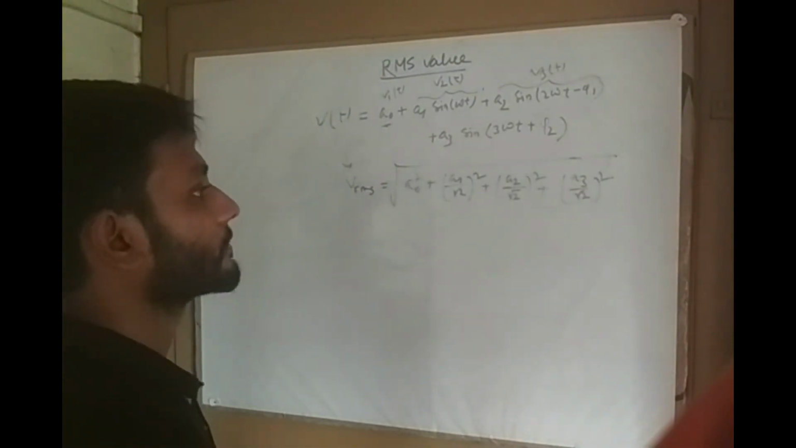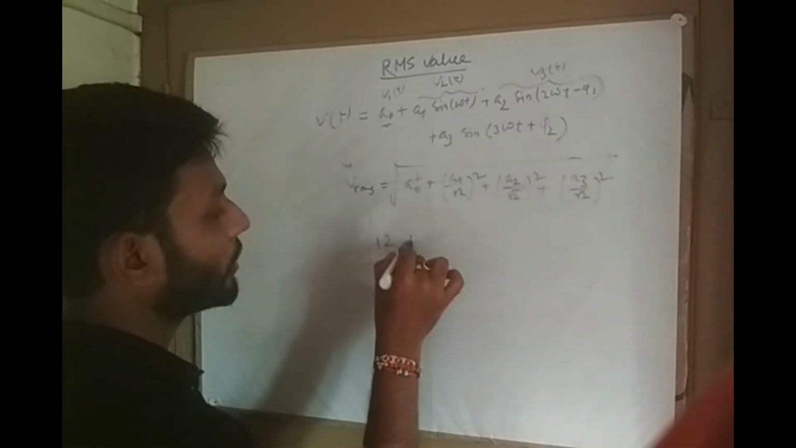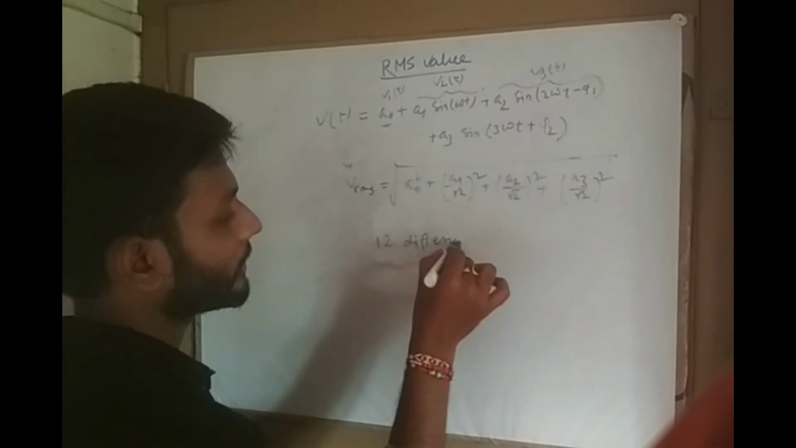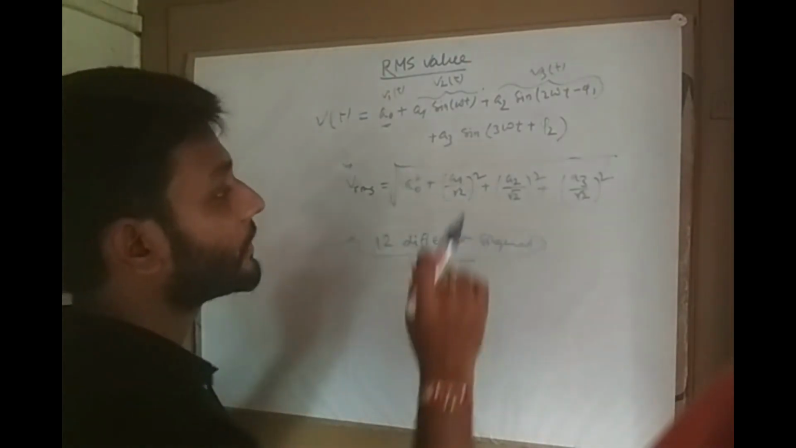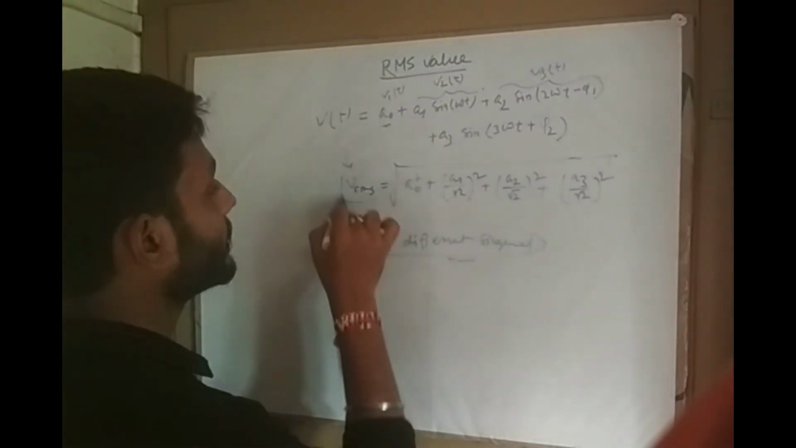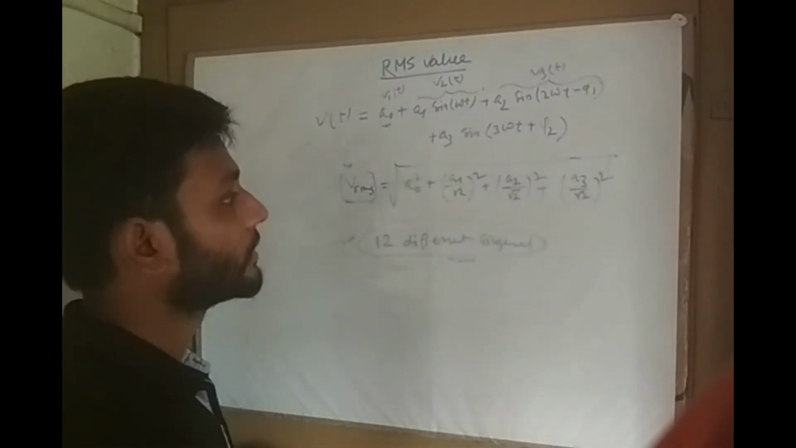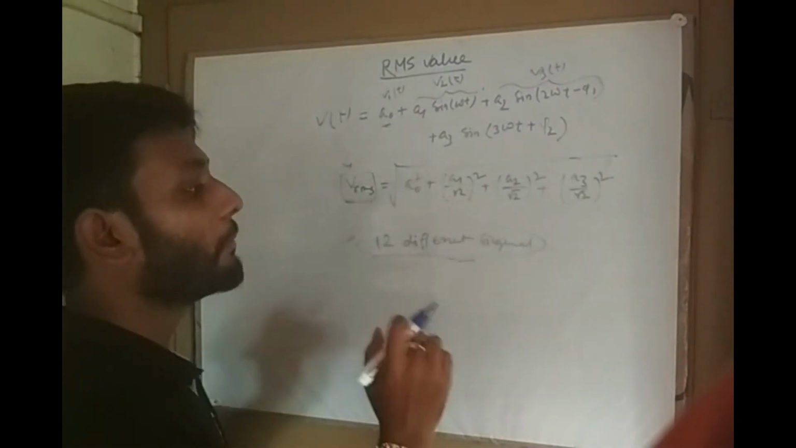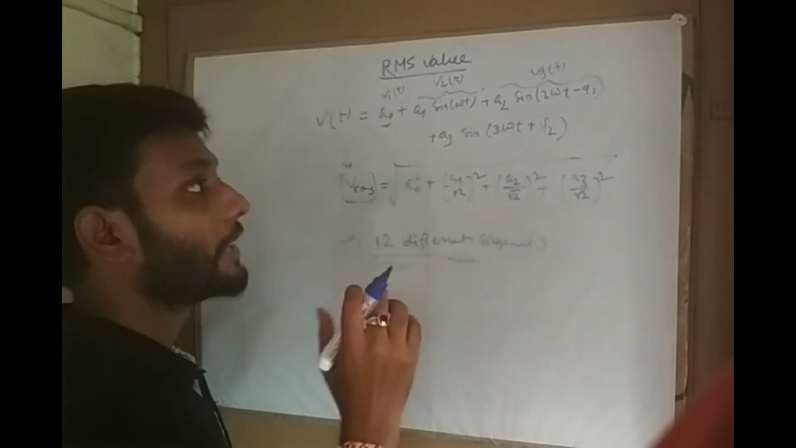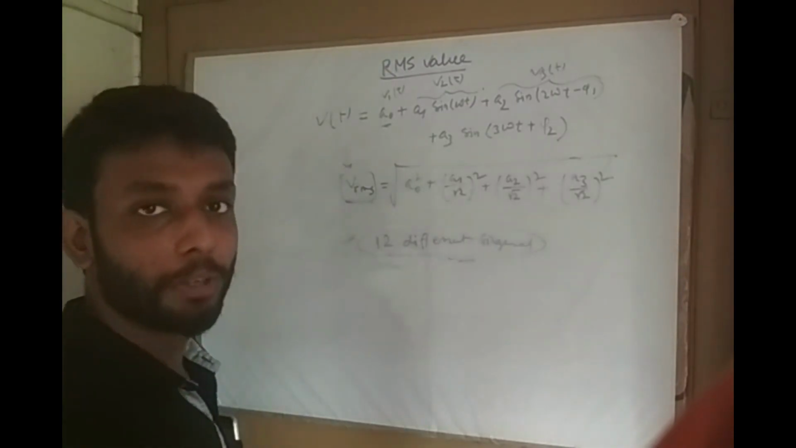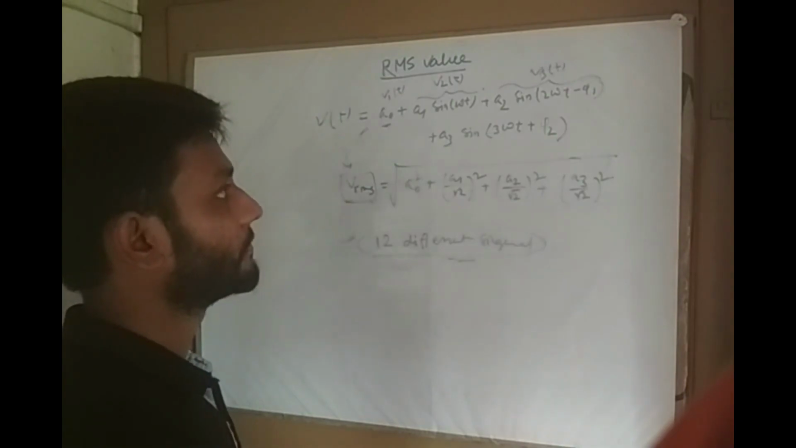Okay, we have discussed almost 12 different signals, and we have discussed how to find their RMS value in the shortest possible ways. If you remember all the RMS value shortcut methods, then you will be able to solve any type of numerical problem like this within a very short time.